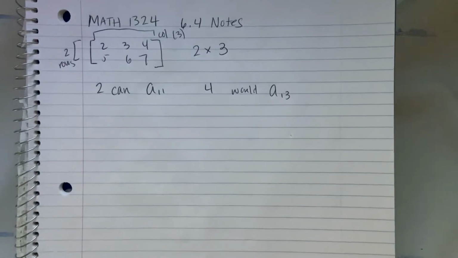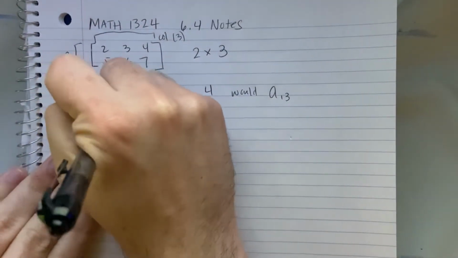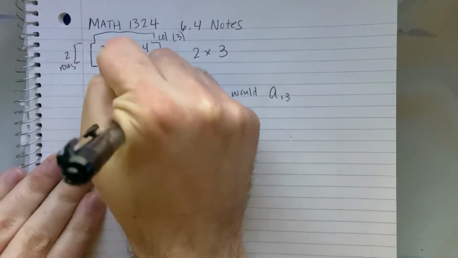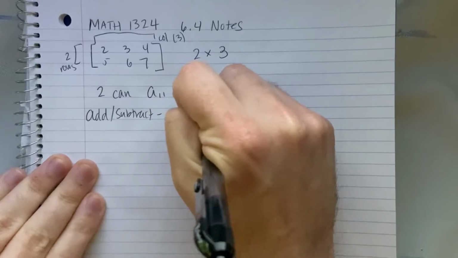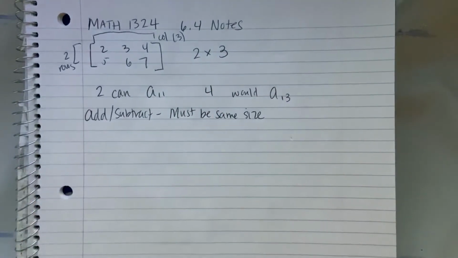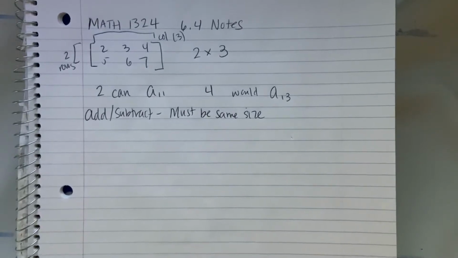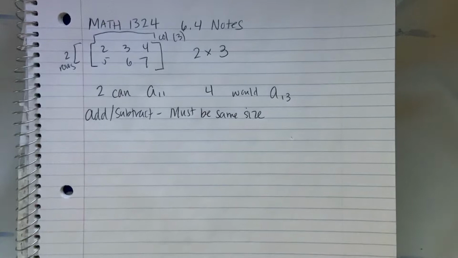Now, why is the matrix size important? To add or subtract matrices, they must be exactly the same size. Which is important because otherwise you don't have to do anything at all and you say, well, I'm done.